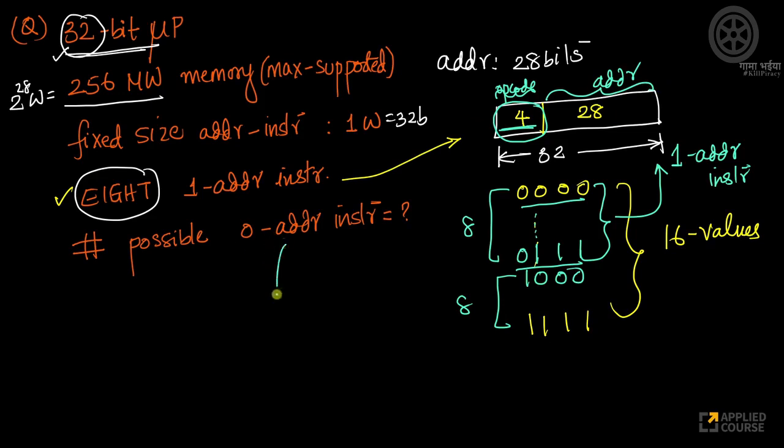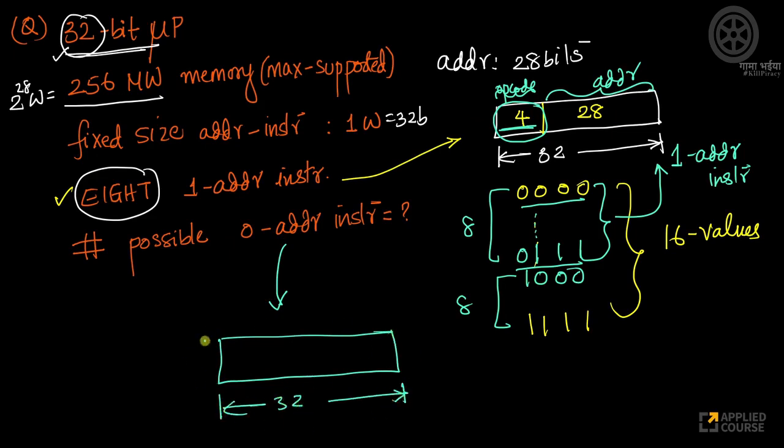Now for my zero address instructions, I have the whole 32 bits. Look at this. I have the whole 32 bits to represent my zero address opcode itself. I have a 32 bit opcode now because I'm using the expanding the opcode method here. So let's break this into 2 parts.